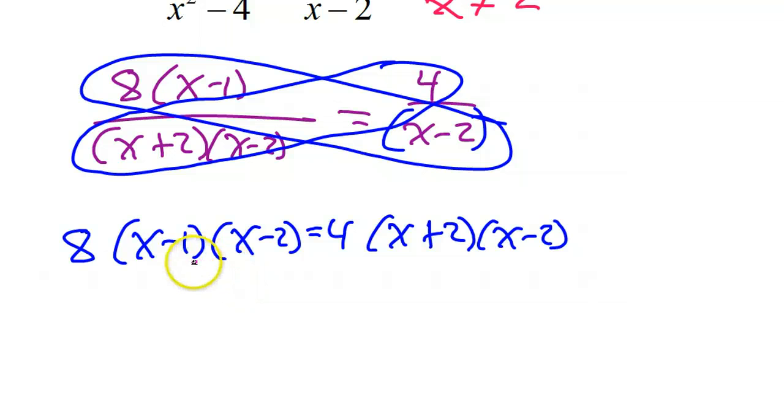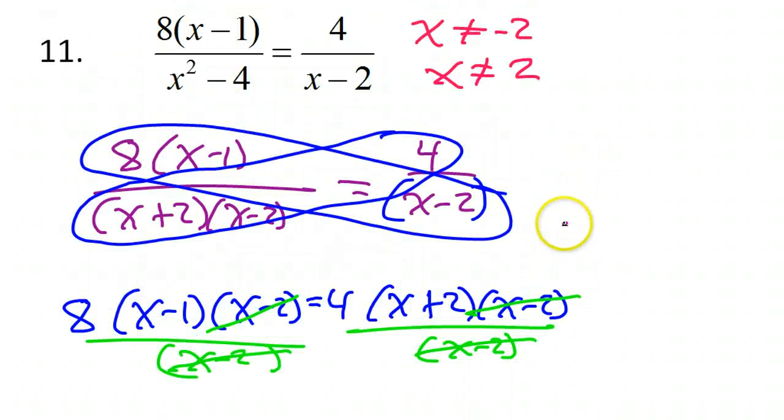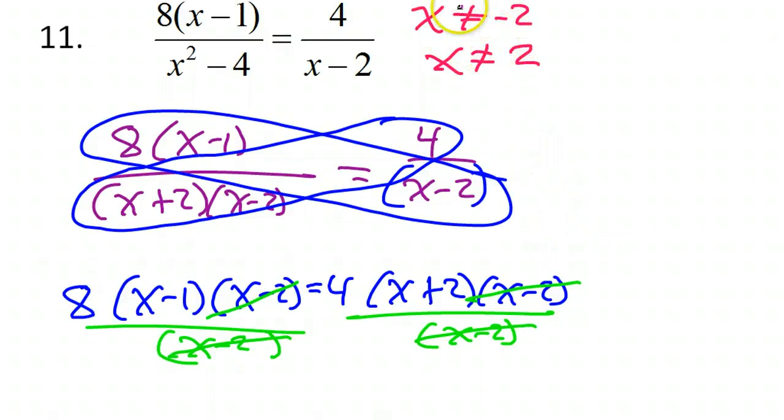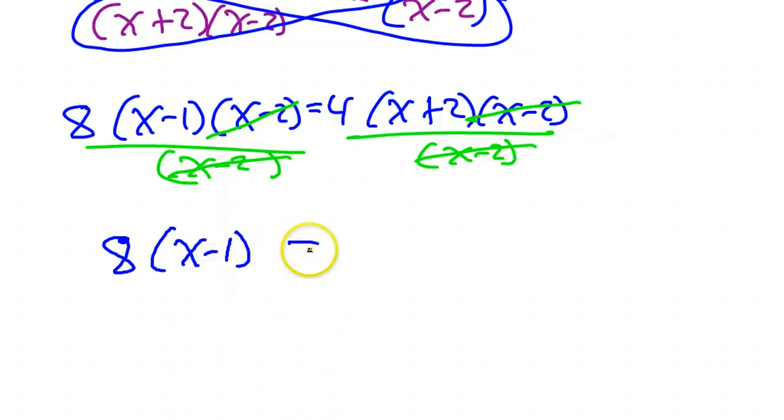be divided out. So if I divide both sides by x minus 2, then these will cancel out. So there won't be any more x minus 2's. Alright, and this will be fine as long as my solutions don't turn out to be negative 2 or positive 2. So if I cancel those out, then so far I have 8 times x minus 1 is equal to 4 times x plus 2.